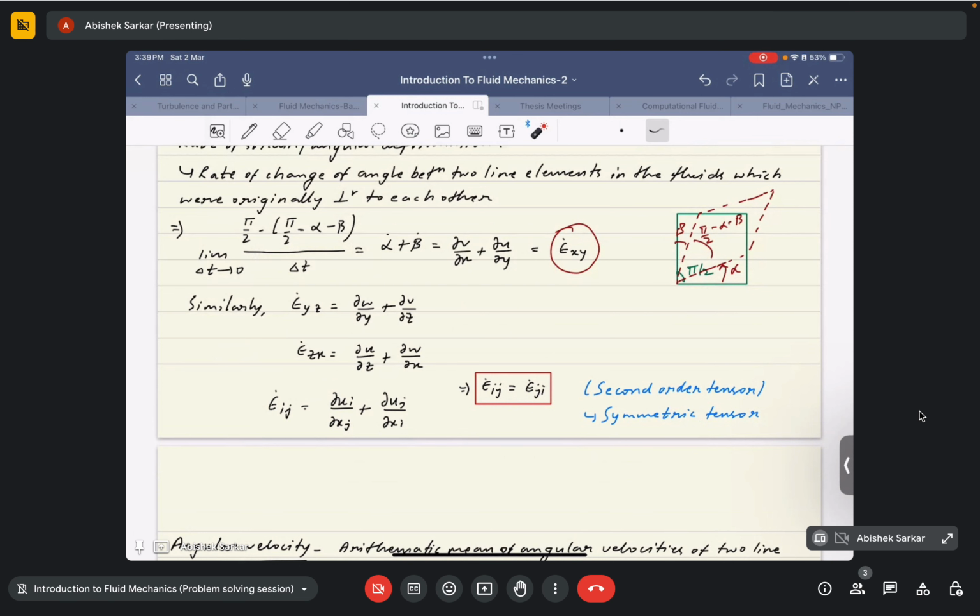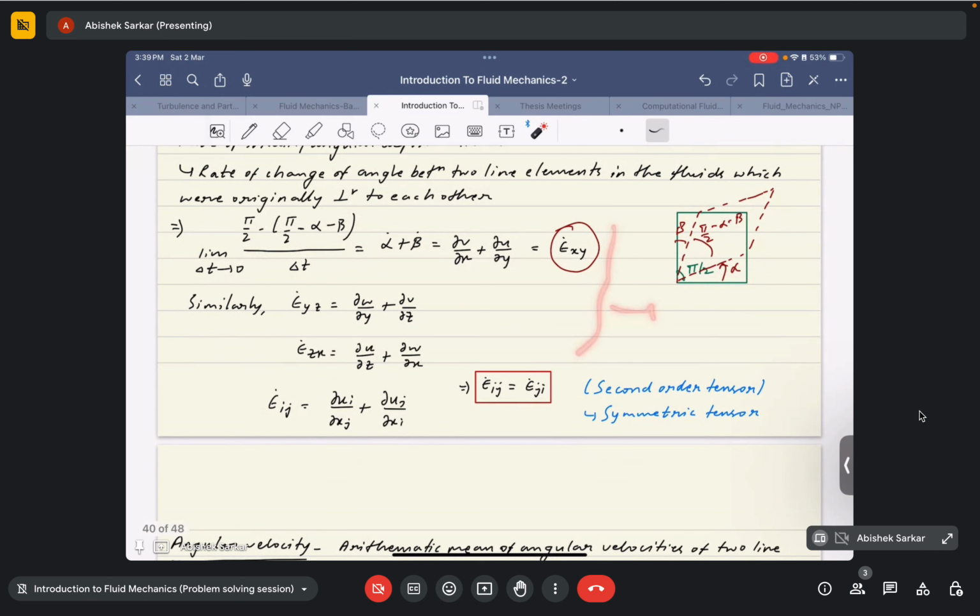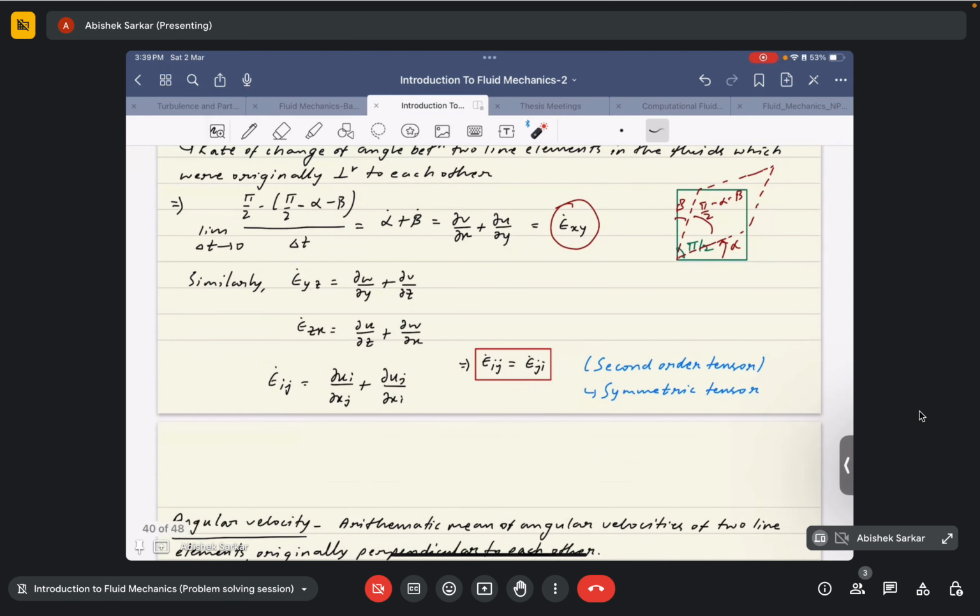And since these expressions are valid only for a Cartesian coordinate system, that is an xyz coordinate system, we try to generalize this expression in the form of a tensor. Okay, specifically a second order tensor, where we present epsilon dot ij, where i and j denote the two perpendicular coordinates with respect to which we are finding the rate of change of angular deformation. To get that, epsilon dot ij is equal to dou ui by dou xj plus dou uj by dou xi.